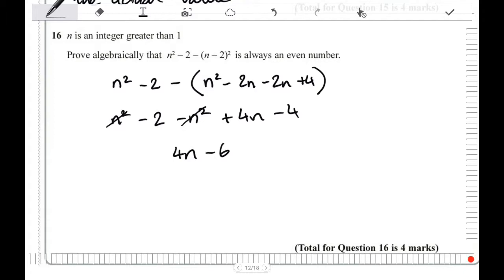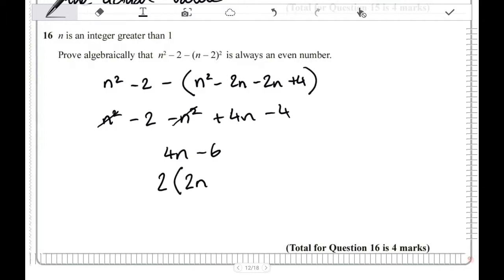Alright, and now they're asking me to prove algebraically that this is always an even number. Now what we need to demonstrate here is that we need to factorize out something. And considering that they want to prove that something is an even number, I'm going to factorize out a 2, and you'll see why. I end up with 2 times 2n minus 3.